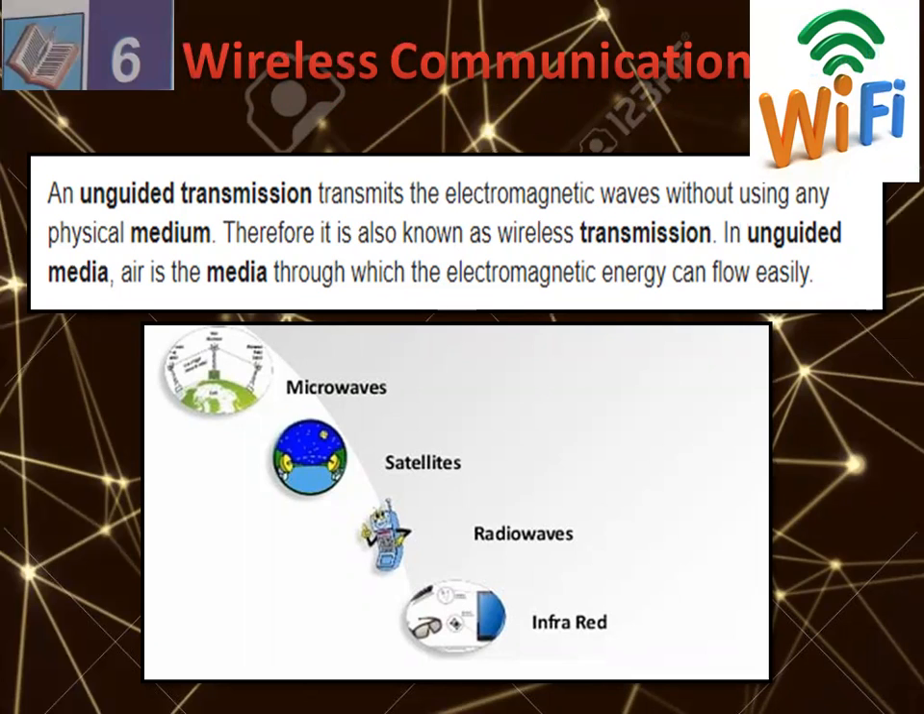In wireless communication, air is the media. Air is the media through which the electromagnetic energy can flow easily. So we have different devices for short distance communication. We can classify wireless communication into short and long distances, and we can classify different technologies and methods which we can use for wireless communication.